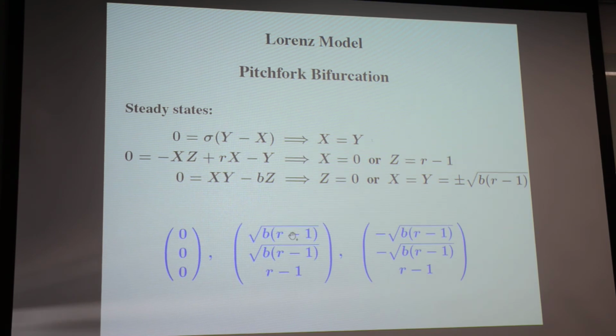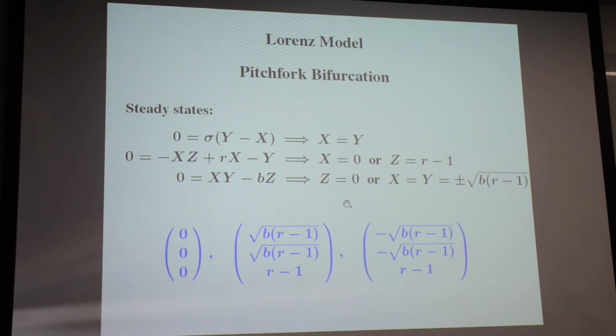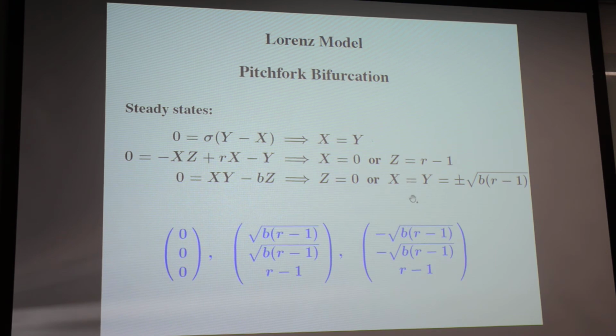So here are the three steady states of the Lorenz model: zero, and then, recall that we said if you change the sign of x and y simultaneously, you get the equations again. So necessarily, if you have this solution with the positive square root, then you also have this solution with the negative square root. These solutions only exist, we assume that these are amplitudes for physical quantities, they better be real, so these new solutions only exist if r is greater than 1. Yes, that's right.